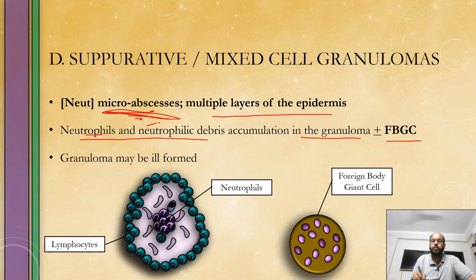Okay. Now the granuloma may be ill-formed because the cells are undergoing destruction, and the separate type of giant cell that you see is the foreign body giant cell. How to differentiate a foreign body giant cell from a Langerhans type of giant cell? In Langerhans cells, the nuclei are towards one pole of the giant cell, while in foreign body they are randomly distributed inside the whole cell. Okay, let's move forward.